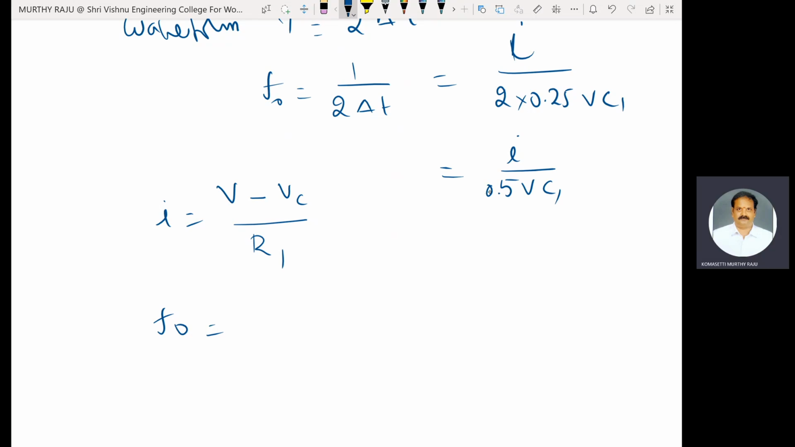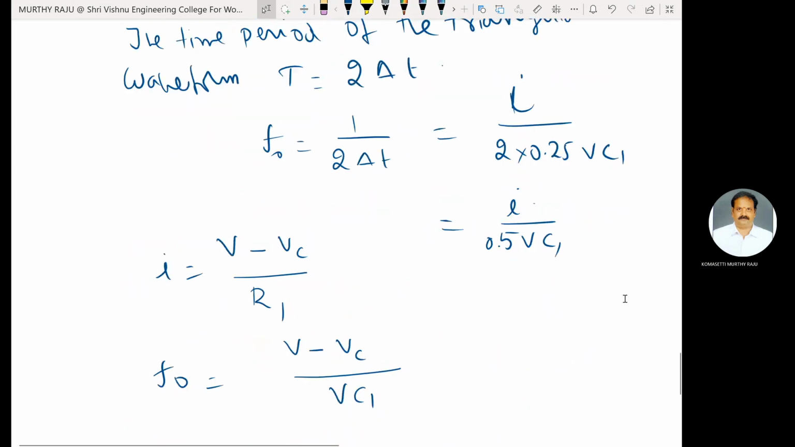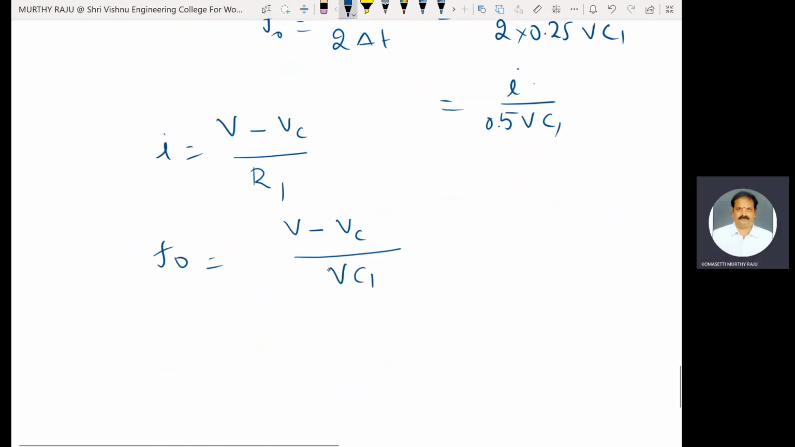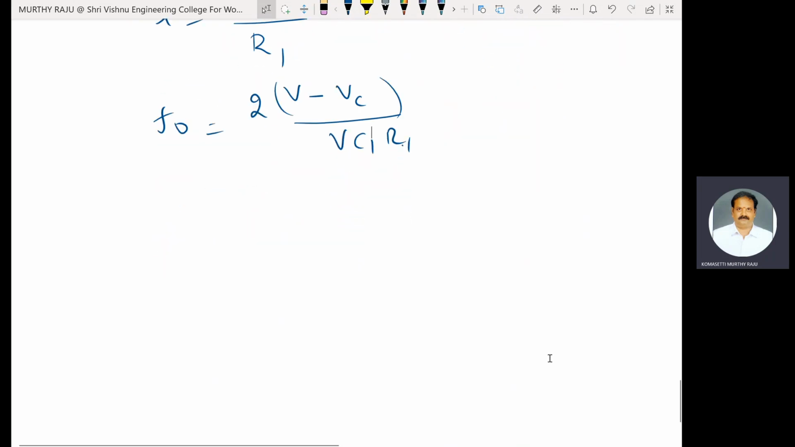Therefore, F naught is equal to 1 by 0.5 times I by V C1. I is V minus control voltage VC by R1. 1 by 0.5 is 2. So 2 into V minus VC by V into C1 into R1.